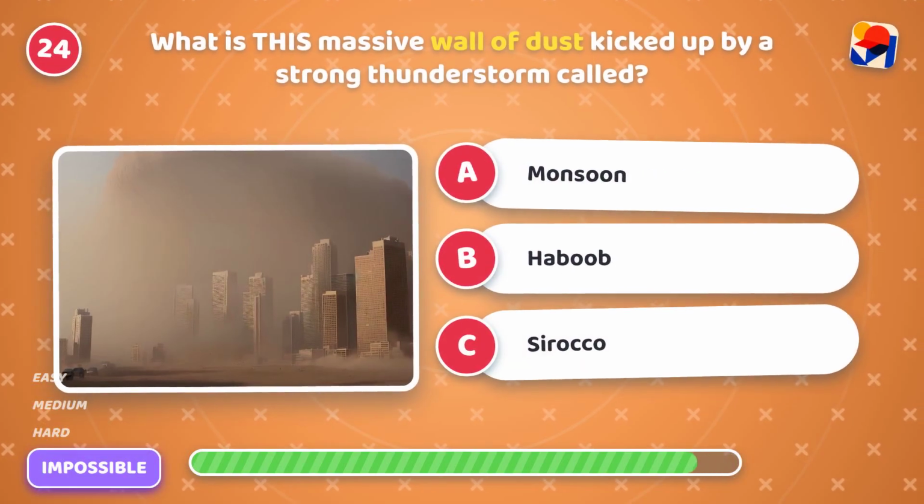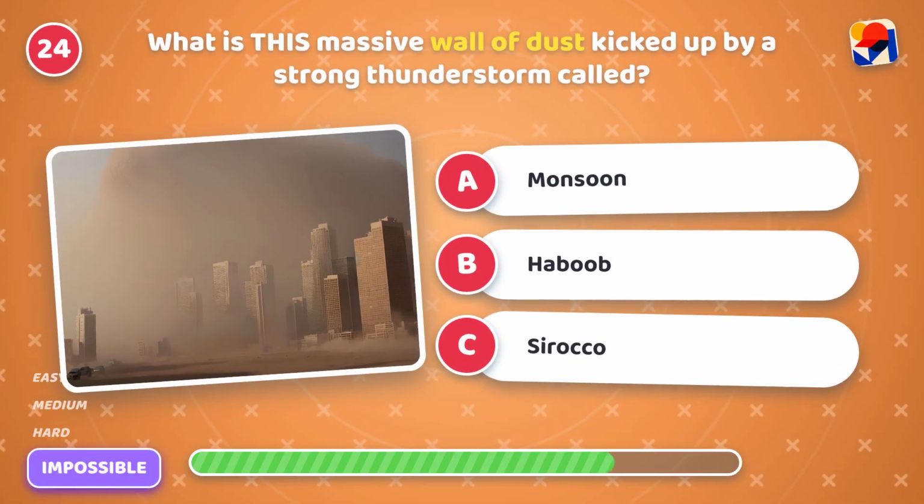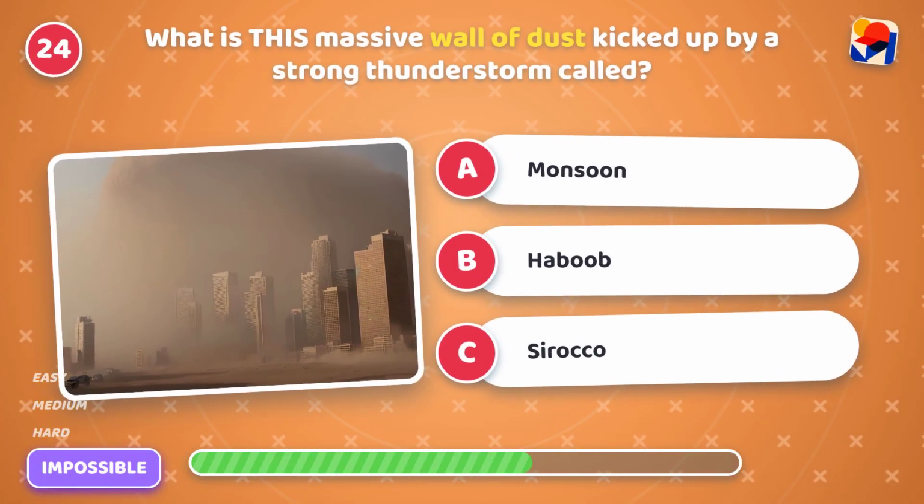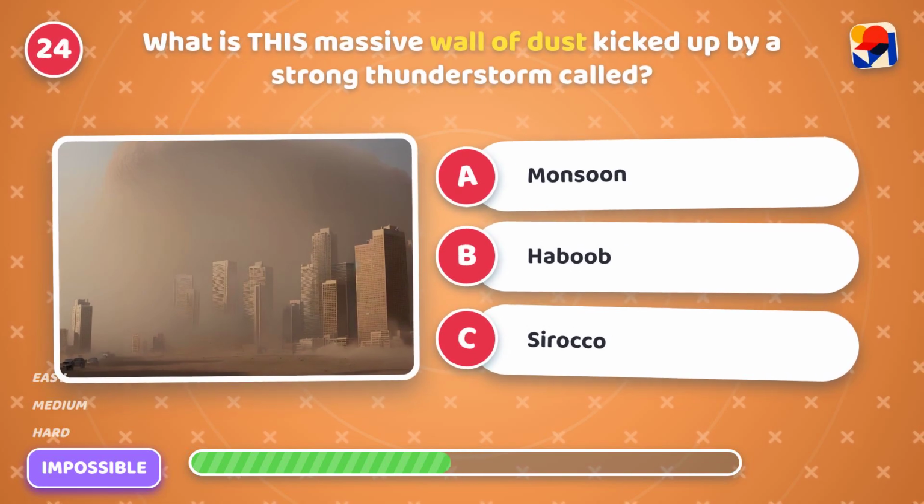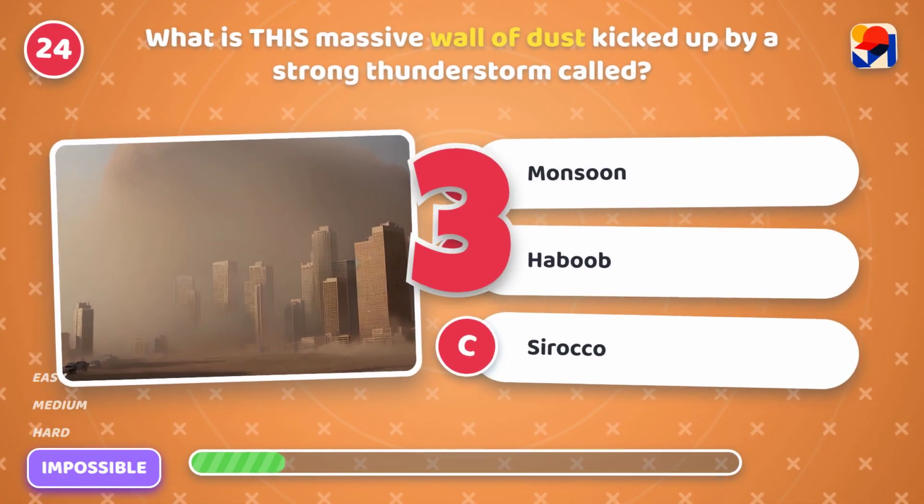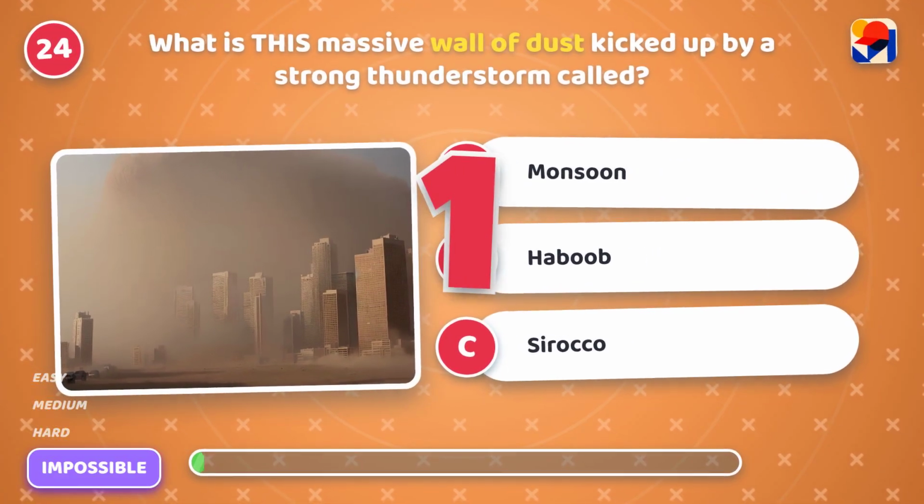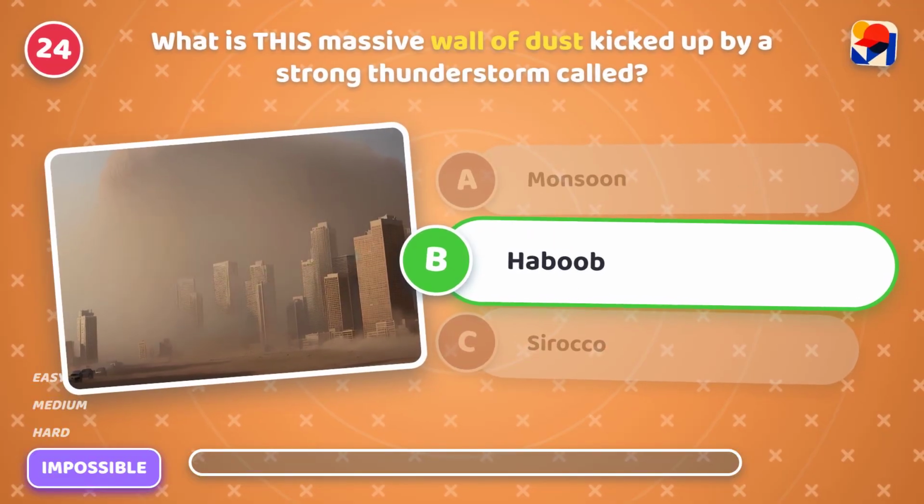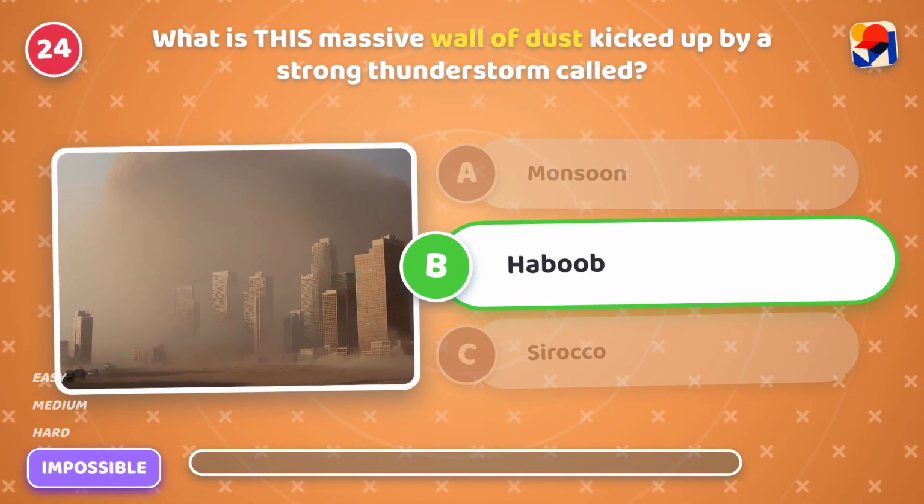What is this massive wall of dust kicked up by a strong thunderstorm called? Is it A, monsoon, B, haboob, or C, sirocco? It's B, haboob. It is triggered by strong thunderstorm winds.